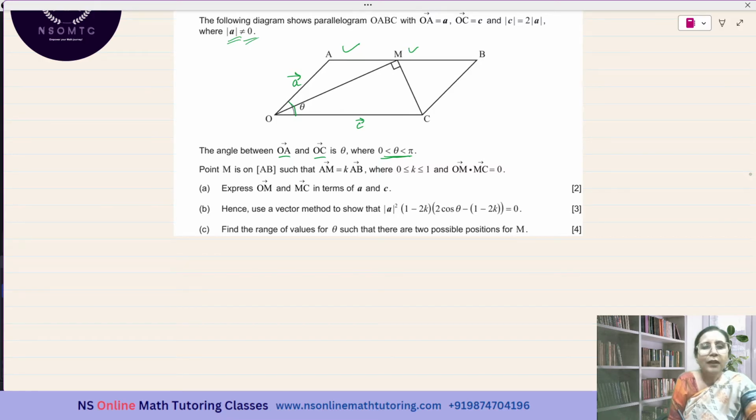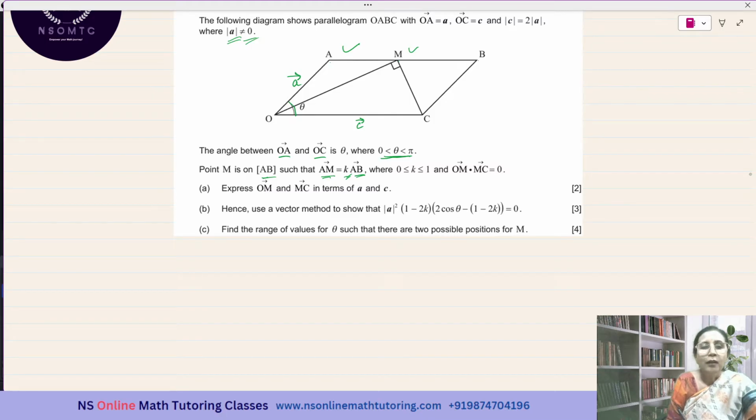Point M, this one, is on the line segment AB such that the vector AM is equal to k times the vector AB. It is a part of the vector AB, so k has to be a fraction. k is a number greater than or equal to 0. k can be equal to 0, which means M can coincide with A, or M can coincide with B as well. So k is greater than or equal to 0 but less than or equal to 1.